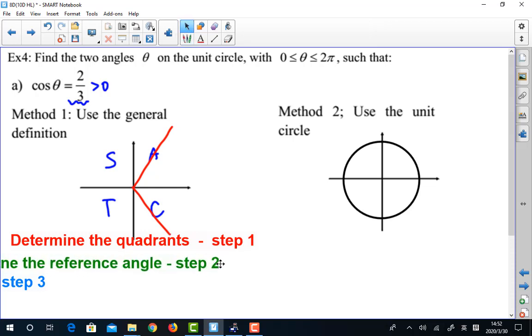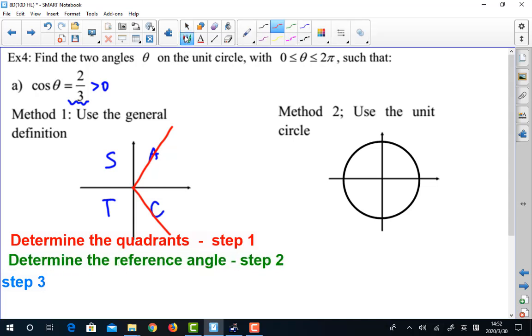Step 2, determine the reference angle. Where is the reference angle for each quadrant angle? For the first quadrant angle, the reference angle should be this one. For the fourth quadrant angle, the reference angle is this one. But these two reference angles must be the same. Otherwise, they won't have the same cosine ratio for the rotation angles.